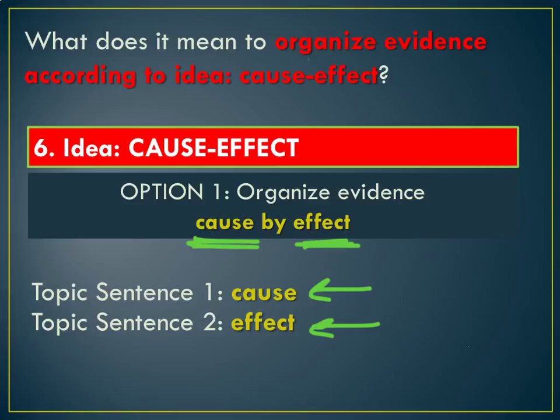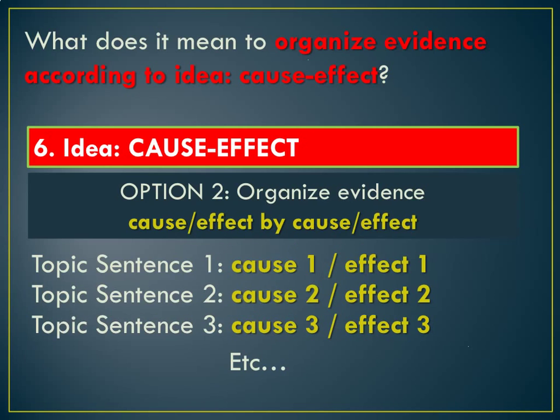And so you're going to talk about these two. You're going to talk about A in topic sentence 1 and body paragraph 1, and B, the effect, in topic sentence 2, body paragraph 2. A more complicated option, a second option, would be to organize cause-effect by cause-effect.